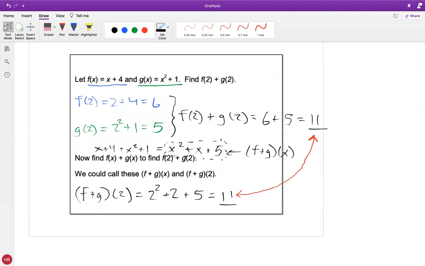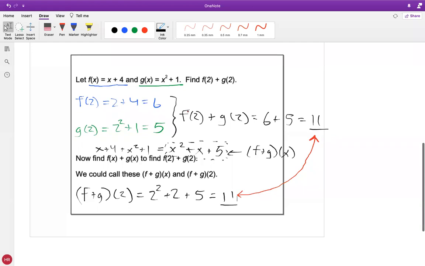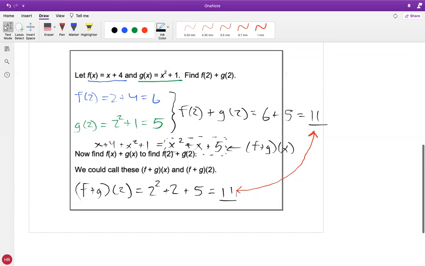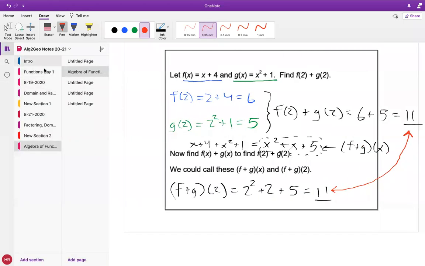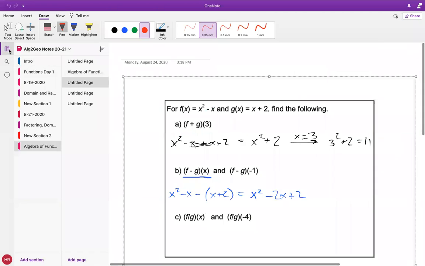And to a large extent, I don't care which order you do it in, as long as you understand what this notation means, that it means you add them together and plug in the number. You can plug in the number first, like I did up here, and add those numbers, or you can add the functions together and then plug in the number once. Whichever one you think is easier. I really don't care which is which, as long as you understand the distinction between them.